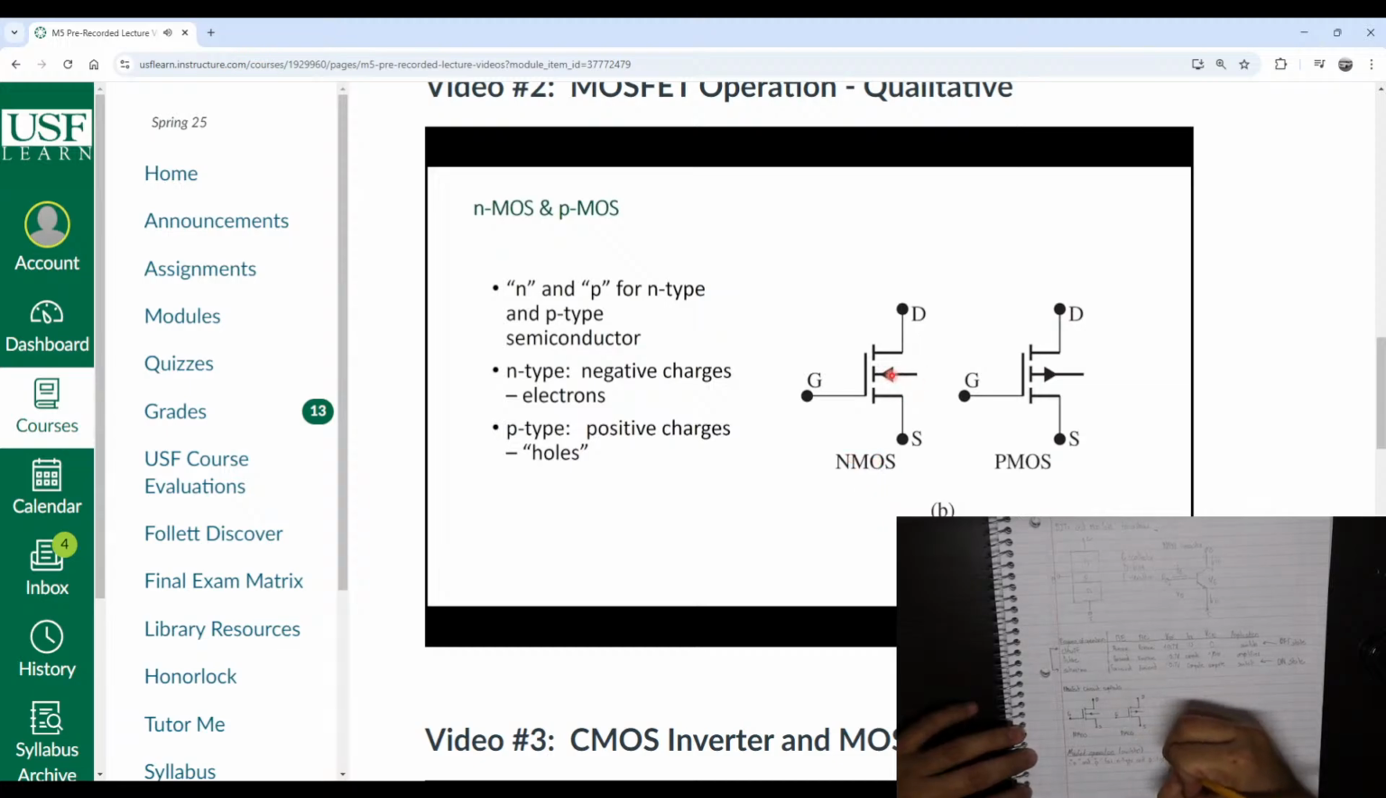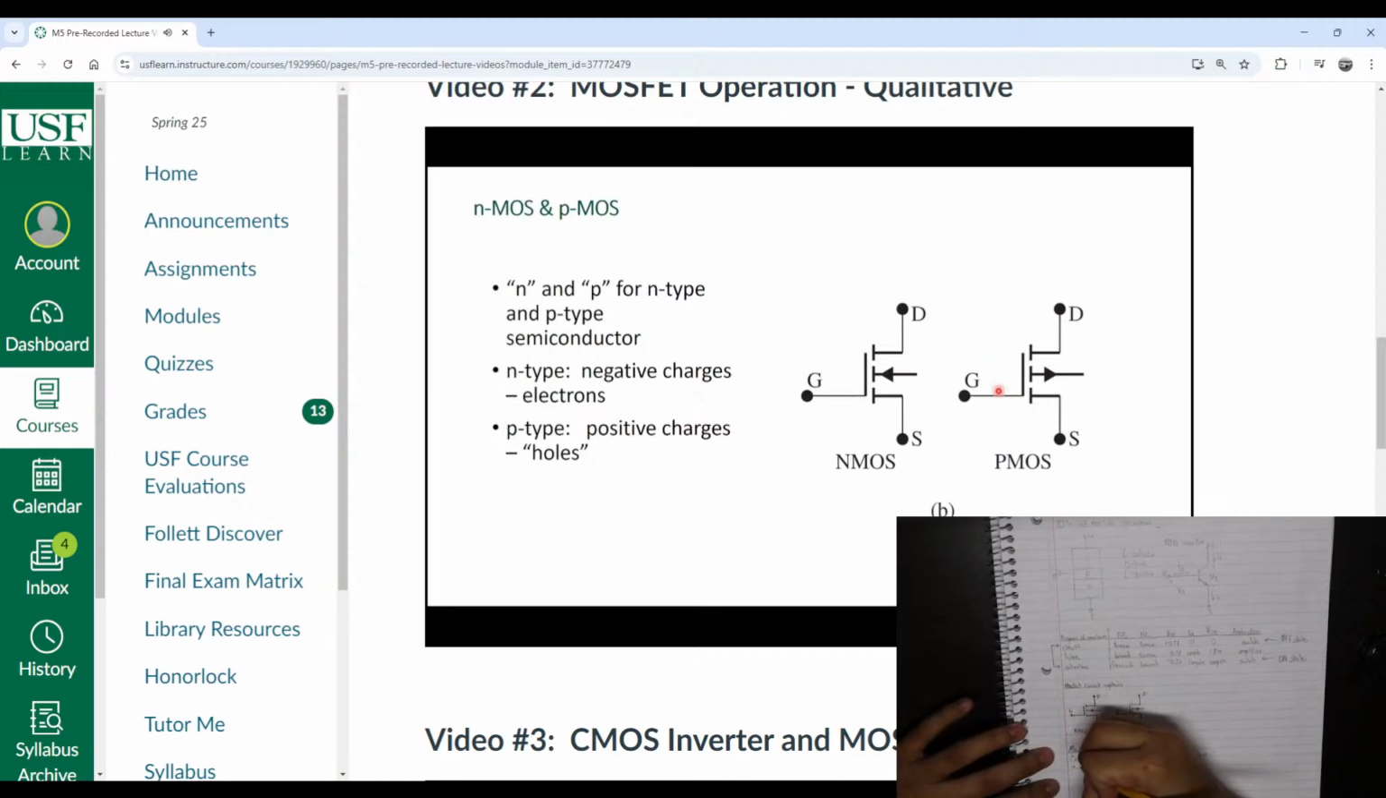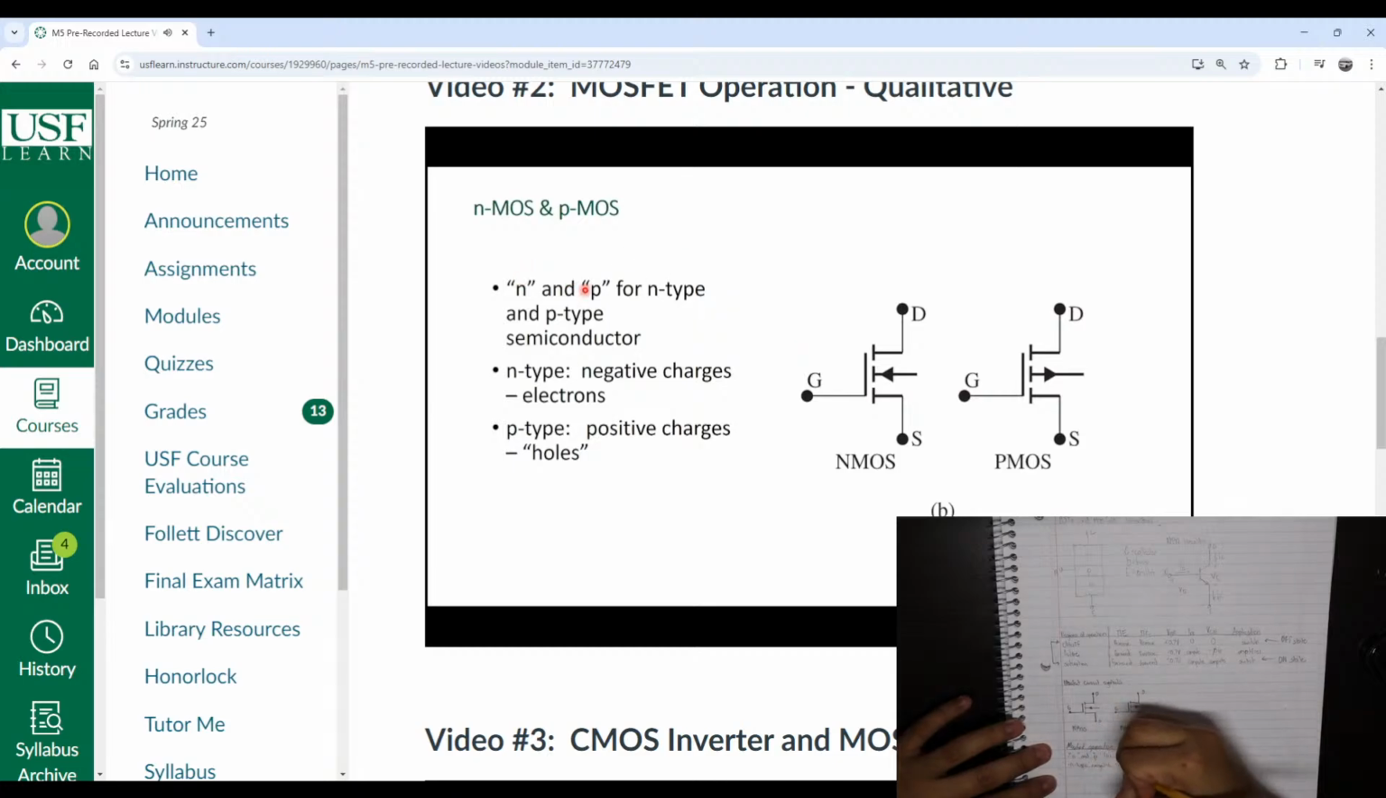The arrow points in, and here is the symbol for the PMOS. The arrow points out. I think I mentioned that before. There are all sorts of similar variations to these symbols being used depending on the textbook or publication you're using. Remember N and P. N stands for N-type, P stands for P-type semiconductor. We use N-type to indicate that the negative charge is dominant in that type of material, and the negative charges are electrons. P-type indicates positive charges dominate in that semiconductor, and the positive charges are holes.